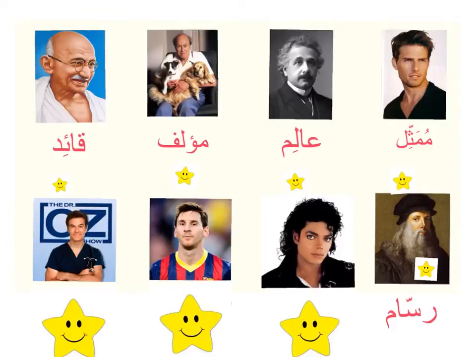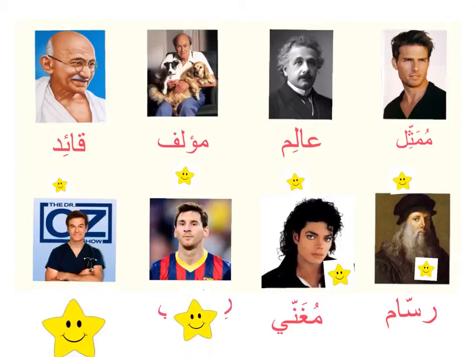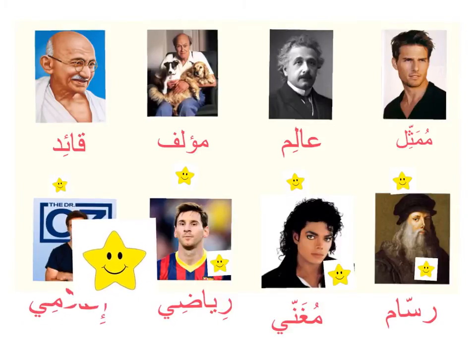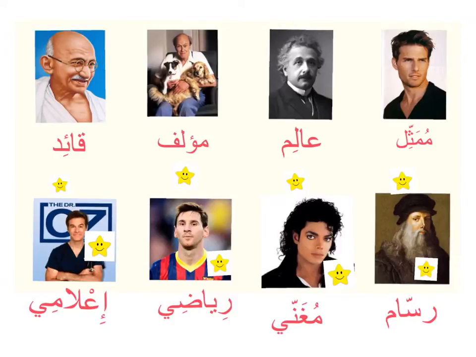Singer in Arabic is مغني. Athlete in Arabic is رياضي. And TV presenter in Arabic is إعلامي. Well done. Now we remembered the role of the famous people in Arabic. Let's now learn a few adjectives so we can be able to describe them.